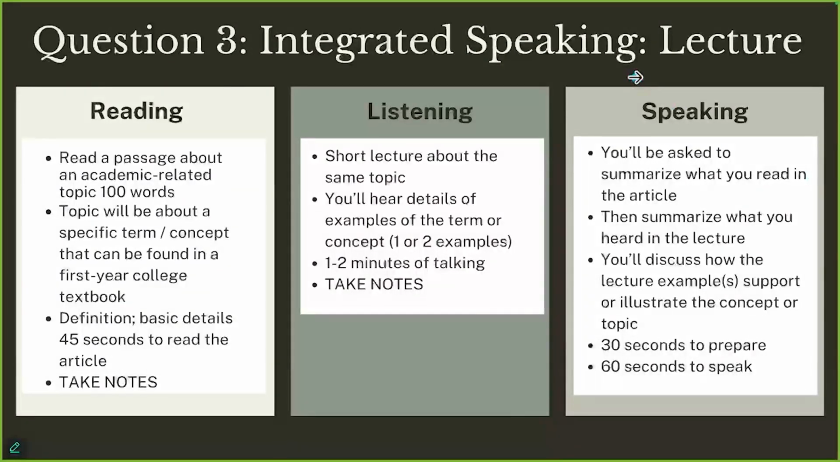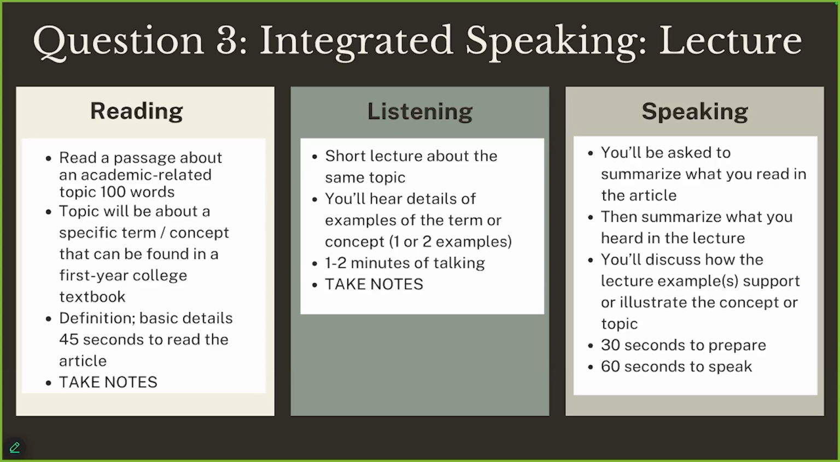All right, so this question 3 is the same type of question, integrated speaking, meaning it's all of your English skills wrapped up in one question. I kind of laugh because this is the speaking portion of the TOEFL, but I have found that my writing was much more important here because I had to take notes and notes and notes.